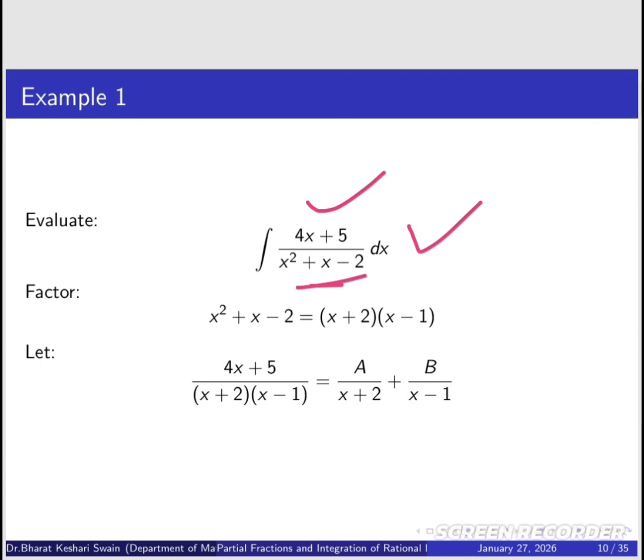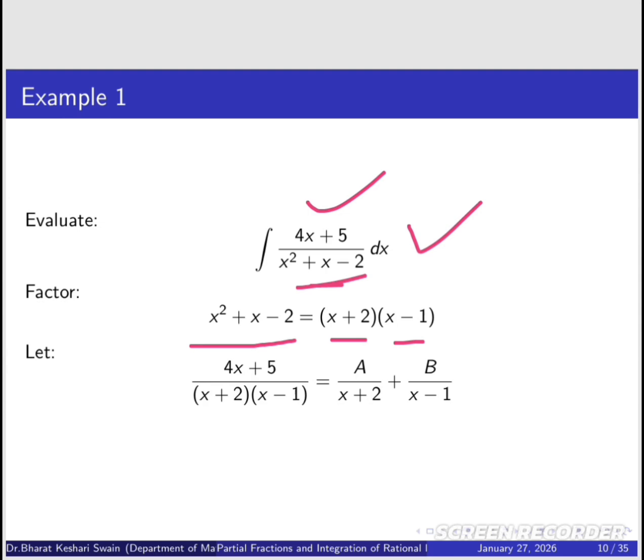So for the partial fraction we have to check the denominator. The denominator is x square plus x minus 2, and if I factorize this, it will be (x plus 2) into (x minus 1). Is not it? (x plus 2) into (x minus 1). Middle term splitting we can use. And see, both the factors are linear.